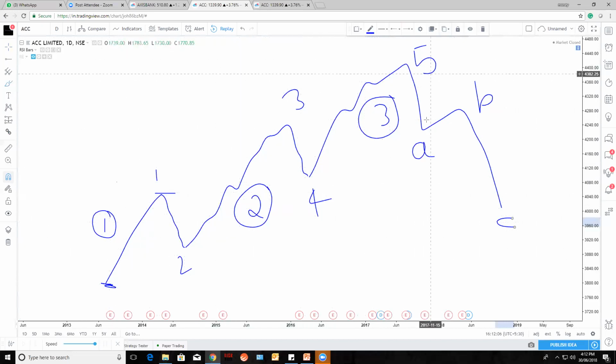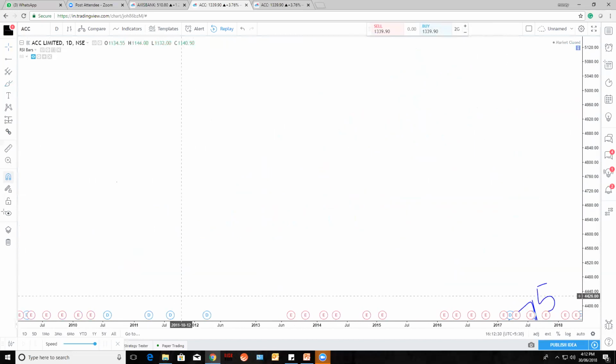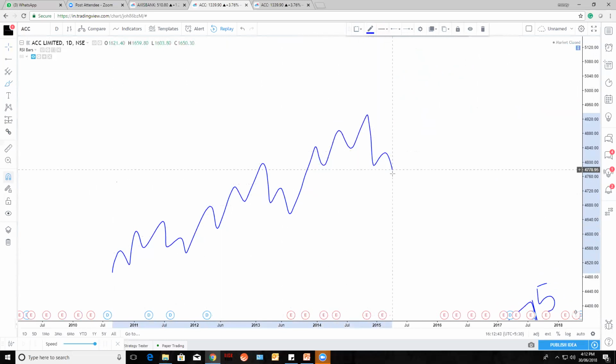3 upside waves: this is one wave, the second impulse wave, and the third impulse wave. And to these 3 waves, there are 2 waves of correction, that is wave A, wave B, and wave C. This is wave A, this is wave B, and this is wave C. This is one tiny cycle. It moves 1, 2, 3, 4, and 5 and corrects 2 times, then 1, 2, 3, 4 and 2 times, then 1, 2, 3 and 2 times.